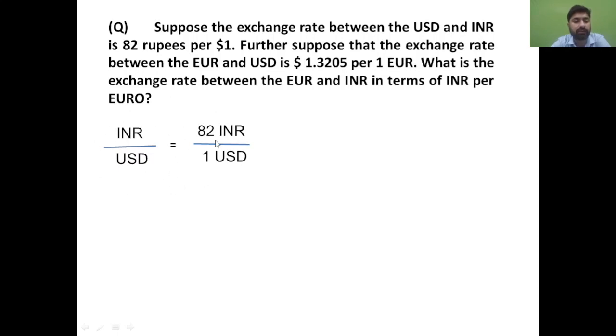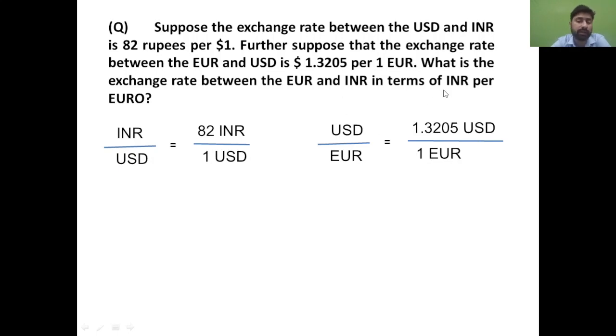So first we write the information that is given, right? Now with this particular thing you are seeing on the screen, this means that 1 USD could buy 82 Indian rupees, and here 1 euro could buy 1.3205 USD. Now what do you need to calculate? You need to calculate INR/EUR. To calculate this, we have two pieces of information available here.